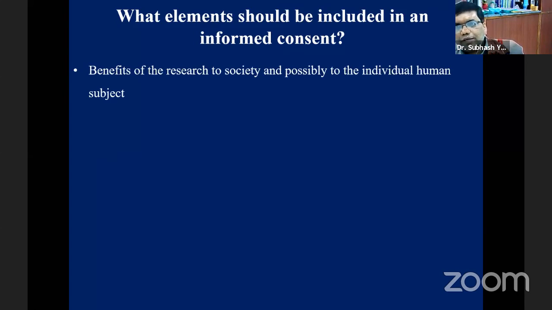The benefit of the research to society and possibly to the individual human subject. The subject has a right to know that if I am taking part in the study, is it beneficial to me, is it beneficial to society, and you should be able to explain that. That is the important thing. Otherwise the person will think, why should I take part in the study?